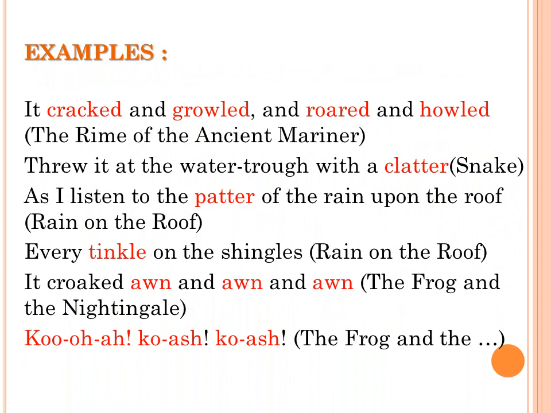Let's see the examples. It cracked and growled and roared and howled. Here, different sound words are used to describe the sounds which are made by ice when it is cracking. In the poem, The Rime of the Ancient Mariner, the ice cracked and made various sounds. To describe those sounds, different sound words are used to give a real effect.